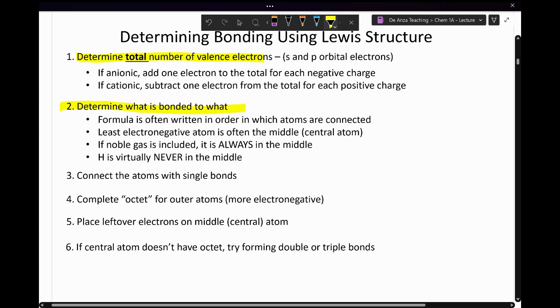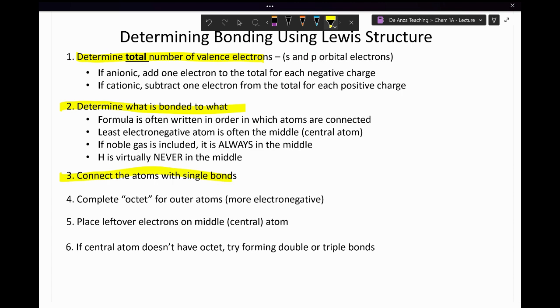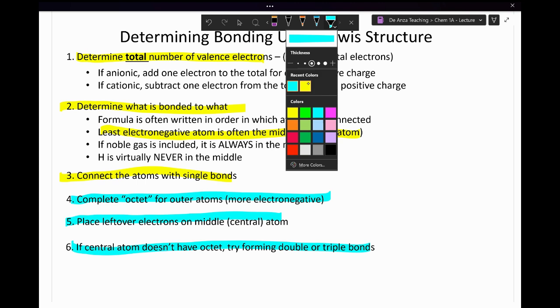So put them all next to each other. And then we're just going to make single bonds between all of them, as we have on number 3. And then when you're drawing out the skeleton structure, we're typically going to put the least electronegative atom in the center and then put everything else around it. Then our fourth step is that we complete the octet for our outer electrons. So we fill electrons with our most electronegative atoms, place leftover electrons on the middle atom, and then finally, if we don't have an octet for a central atom, we start to form multiple bonds.